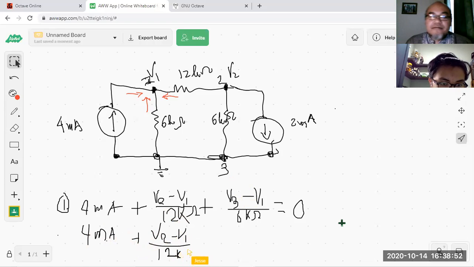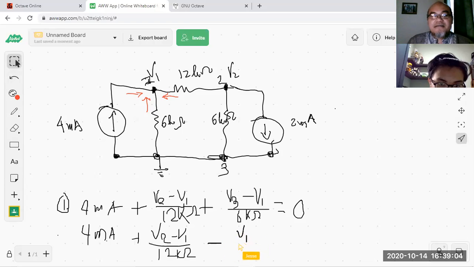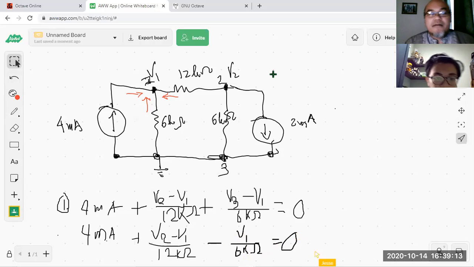Plus minus V1 divided by 6K. Okay, that's for node 1, right? Yes. Then it's not finished yet. You have to regroup: V1 with V1, V2 with V2, and the constant you put on the other side of the equation.